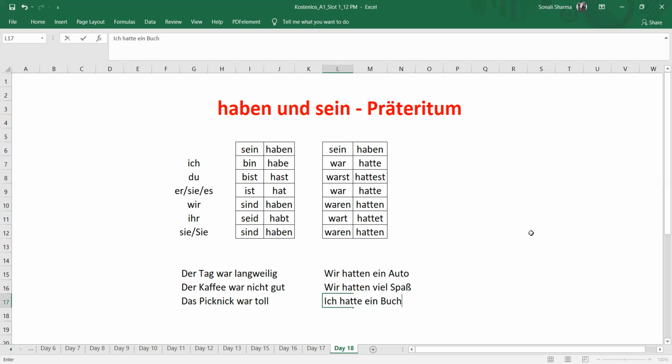When I talk about the sein part in the Präteritum, so der Tag war langweilig. So it's like how was the day? How was the coffee? How was the picnic? So there is no subject or object here. We are just talking about the subject. So when we are just talking about the subject, there you need to put this sein part. And when we are talking about the subject and object both, there we have to put this haben part.